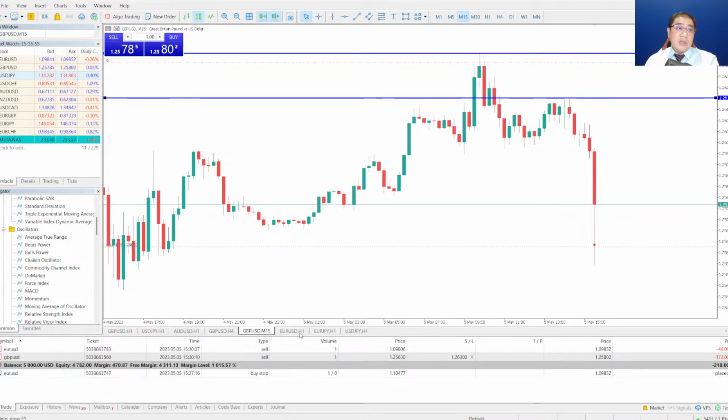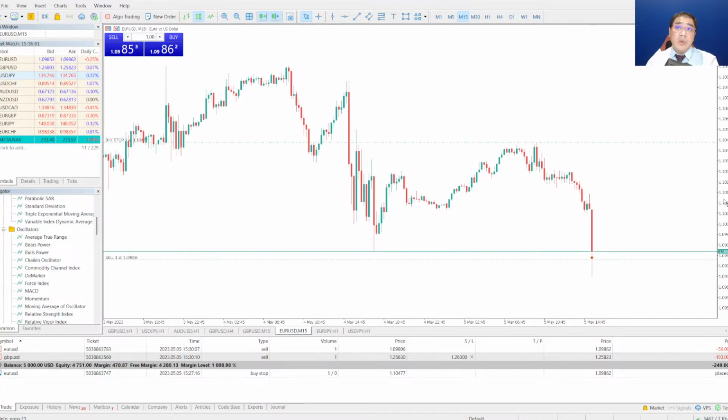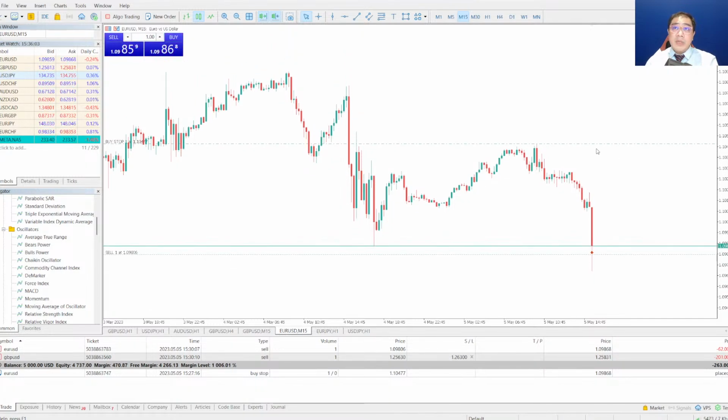Okay, so let's take a look at the Euro USD. What would be my stop loss? I'm going to take a look at it on the 50-minute time frame. We don't actually have a lot of choice. Our stop loss is pretty much at 1.1050. So I'm going to delete the buy stop order that we have because we already have a short position.